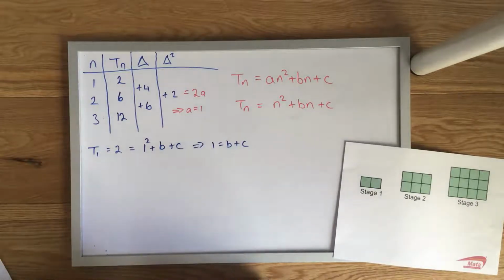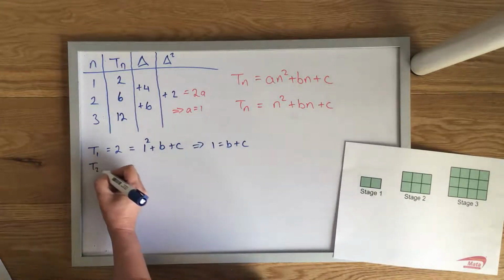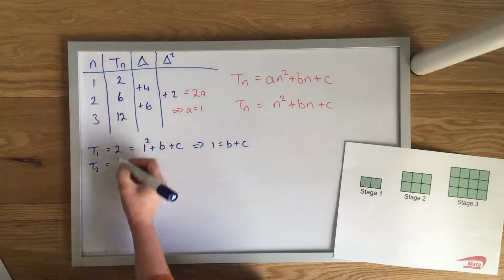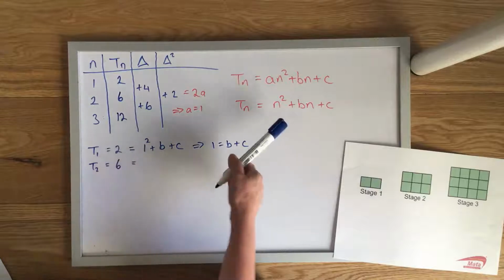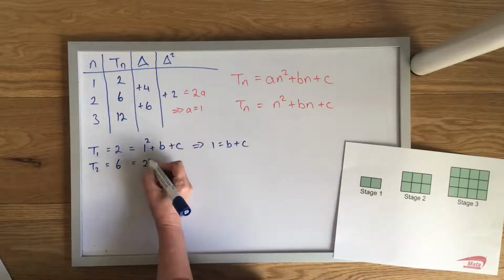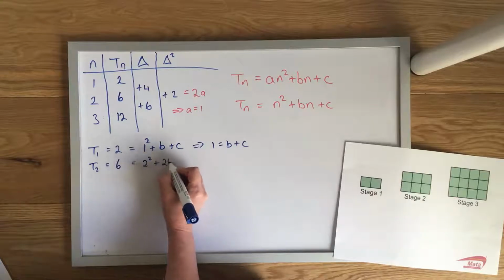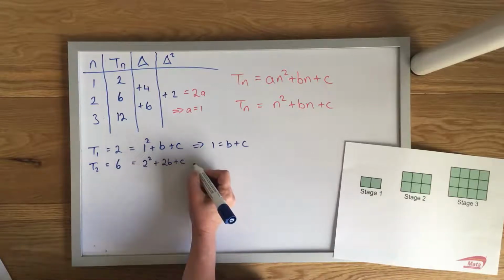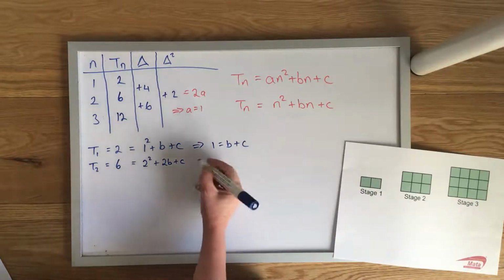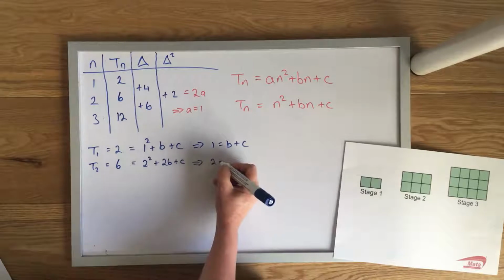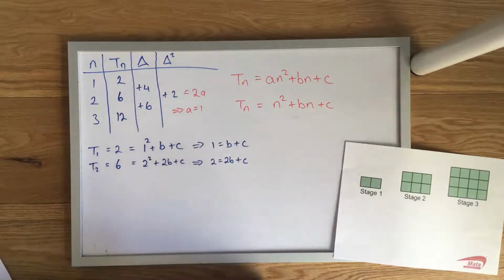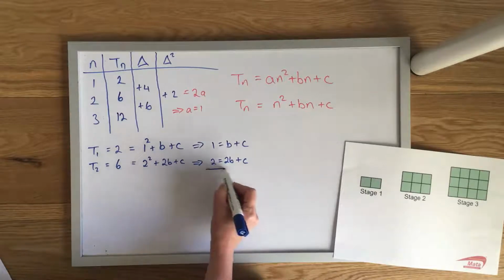So we do the same with our second term, term 2. Term 2 is 6. And if we substitute 2 into our general formula, we'll have 2 squared plus 2b plus c. So 2 squared is 4, 6 take away 4 is 2, so that implies 2 is equal to 2b plus c. So we have a set of simultaneous equations here that we can solve.